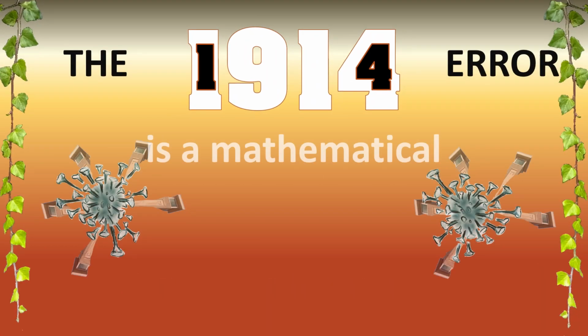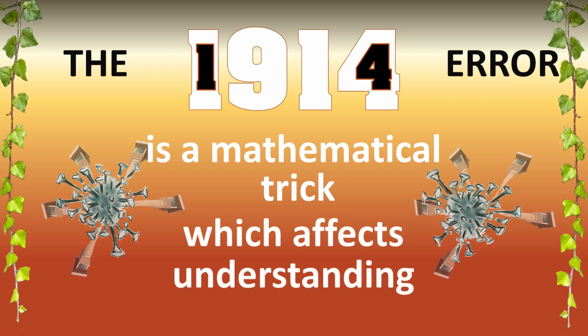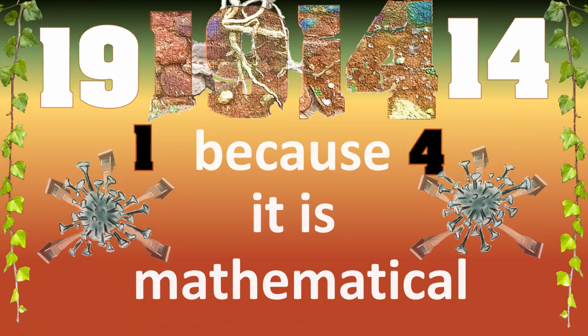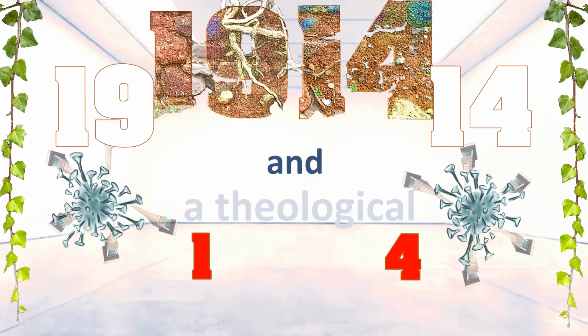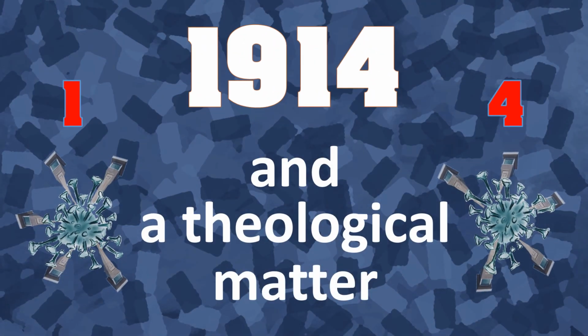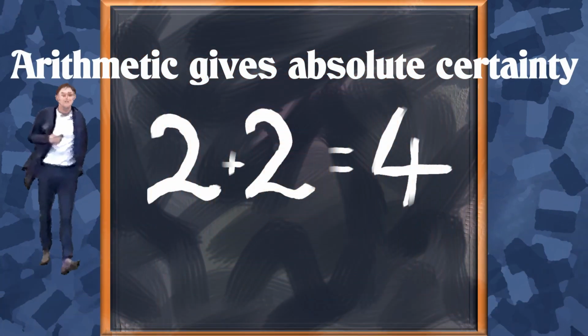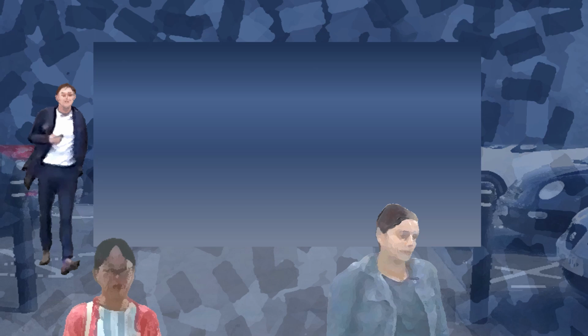The 1914 error is a mathematical trick which affects understanding. Because it is mathematical, it is both a secular and a theological matter. Arithmetic gives absolute certainty. It is the most powerful tool of science.